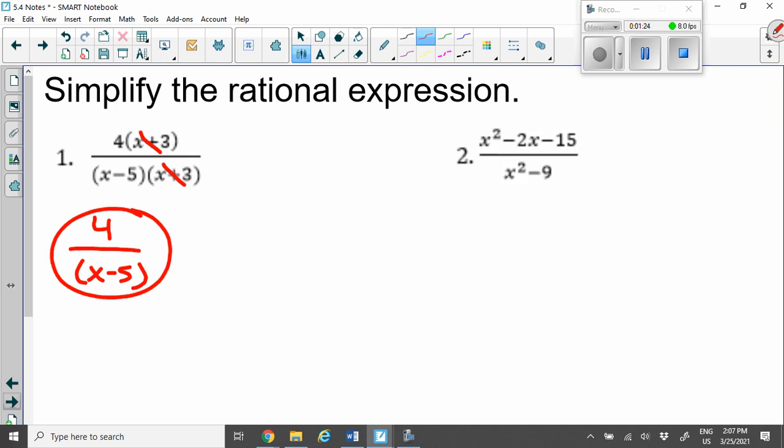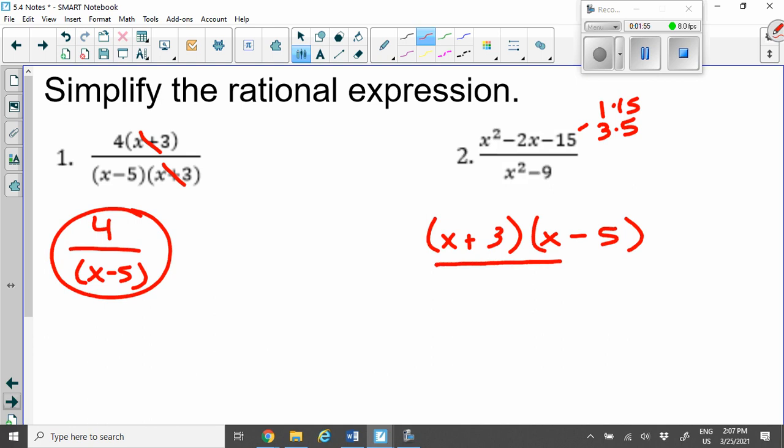Okay, now let's look at number 2. We have x squared minus 2x minus 15 over x squared minus 9. So notice for both of these, we will have to factor. The top, remember how to factor when our a value is 1. We do 2 sets of parentheses, x and x. We are finding two numbers that multiply to 15. So we have 1 and 15, and 3 and 5, that add up to our middle term of negative 2x. Well, that's going to be the 3 and 5. To add up to a negative 2, our 5 needs to be negative, and then our 3 is going to be positive.